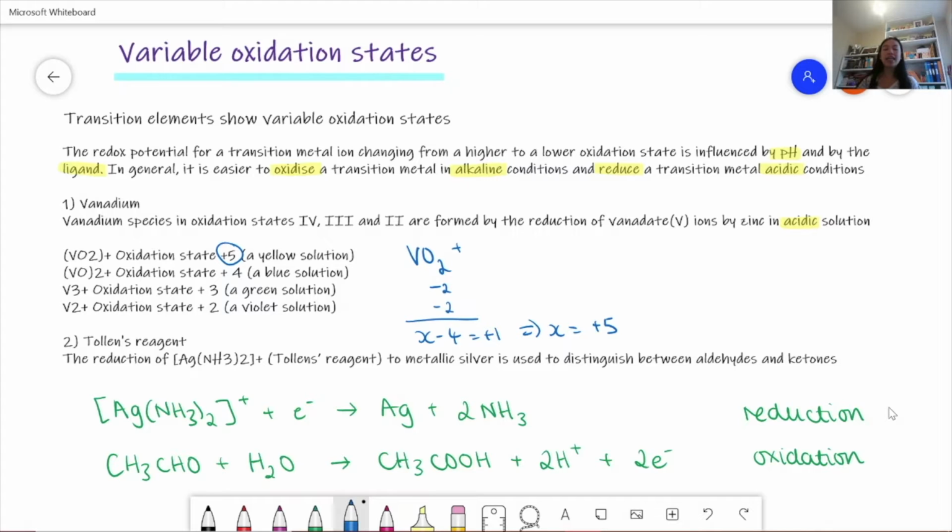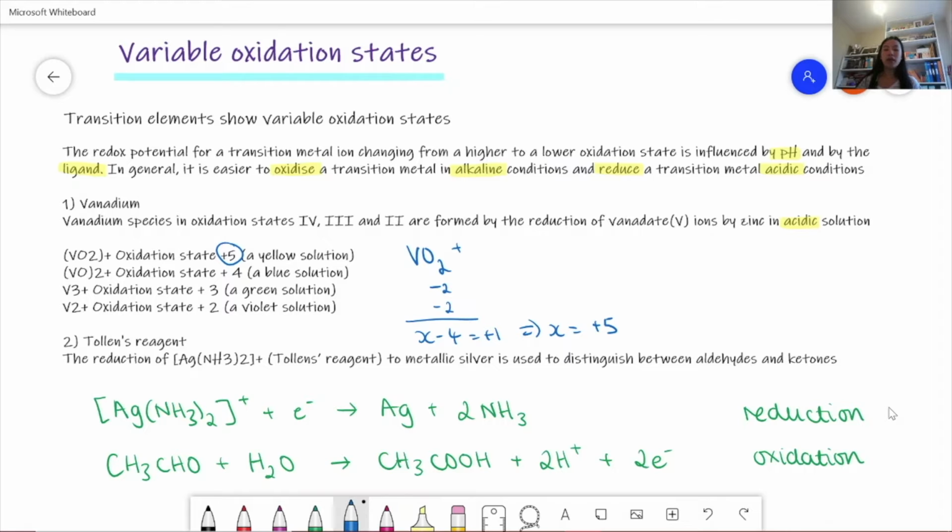And then the second example we're going to look at is Tollen's reagent and the reduction of Tollen's reagent. So this complex of silver and ammonias to make metallic silver is used to distinguish between aldehydes and ketones. So we'll be looking more on this in the organic topic, but just quickly now, what happens is that an electron is added to the Tollen's reagent, and so metallic silver is formed and also ammonia.